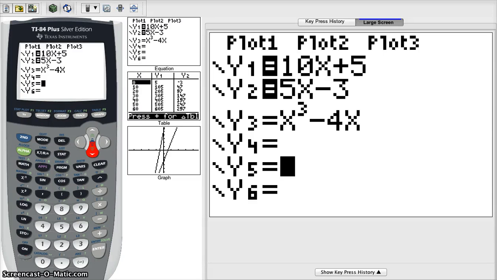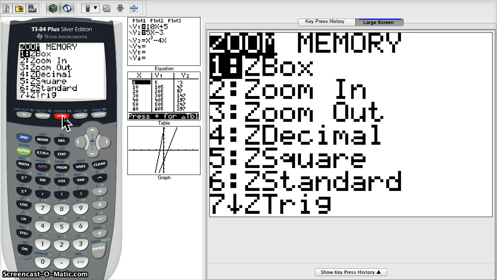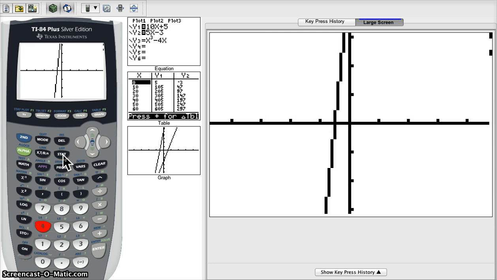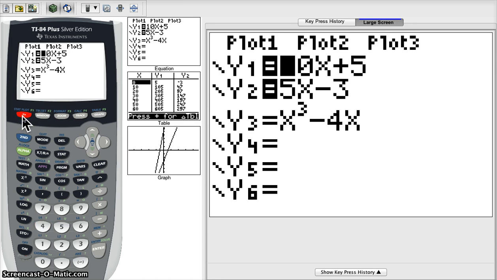Alright, so now what we're going to do is look at finding the solution to a system of equations graphically using our TI graphing calculators. So what I'm going to do is go to a typical zoom that your calculator might be on. What we're going to be doing is graphing these two equations here to start with, 10x plus 5 and 5x minus 3. So what I've done is I've plugged them both in.